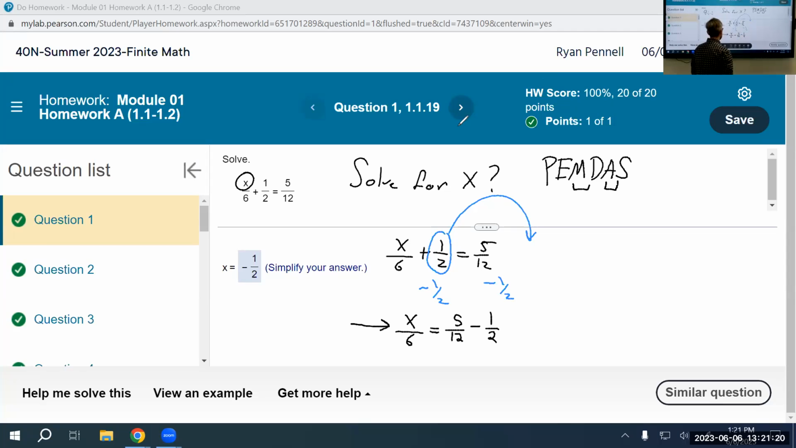All right, now I have a fraction minus a fraction. So here's a review. How do you do arithmetic with fractions? So we have 5/12 minus 1/2. And the problem is those denominators, the numbers on the bottom, they're not the same.